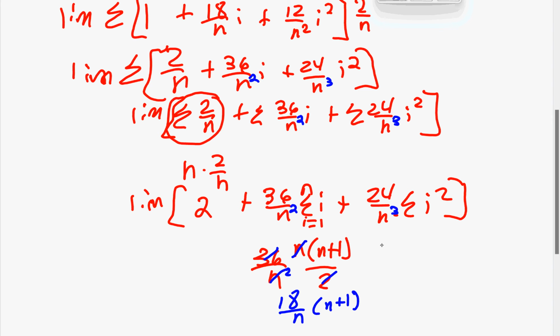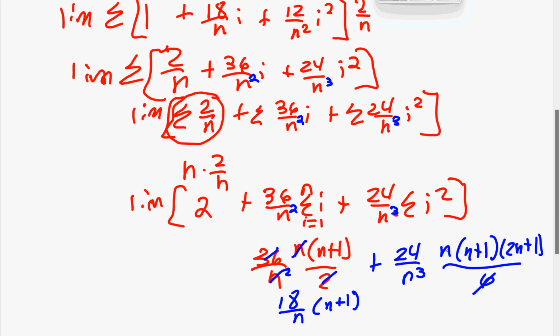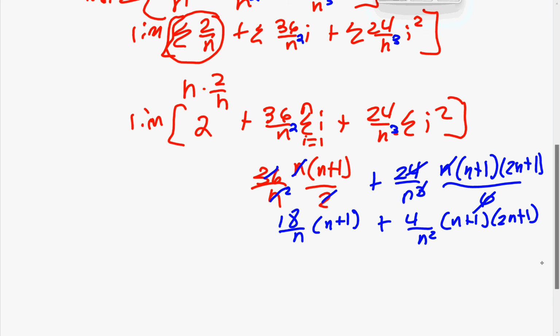And then the sum of i squared is the formula n times n plus 1 times 2n plus 1 all over 6. So 6 and 24 will reduce. So I get 4. And then this n is going to cancel with one of those n's. So I get n squared on bottom times n plus 1 over 2n plus 1. Okay, and then out here I just have 2. And eventually I'll still be taking the limit.